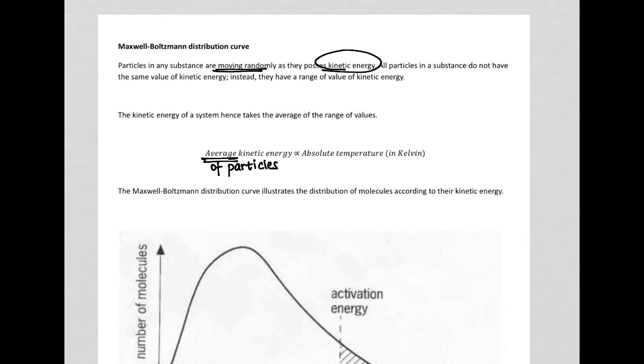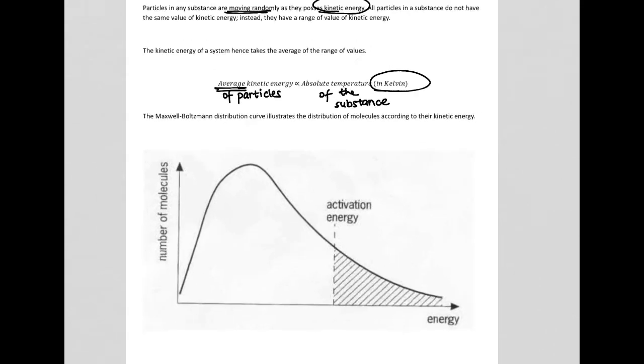And this average kinetic energy is directly proportional to the absolute temperature. Absolute temperature, we're talking about temperature in Kelvin. So the absolute temperature of the substance is directly proportional to the average kinetic energy of the particles.